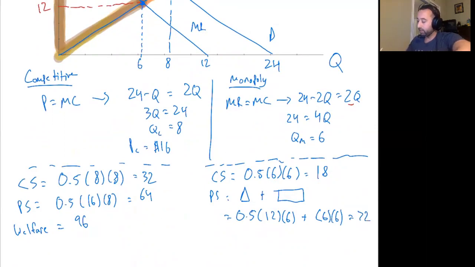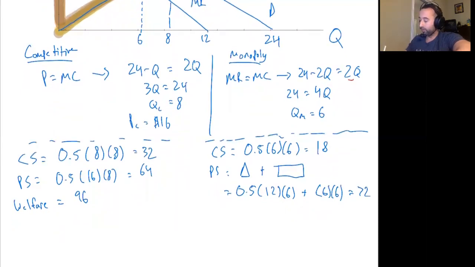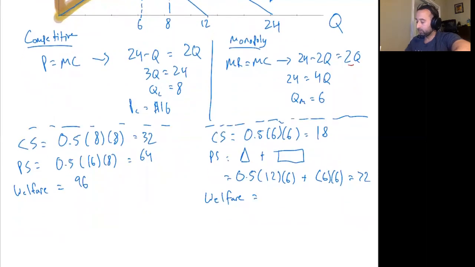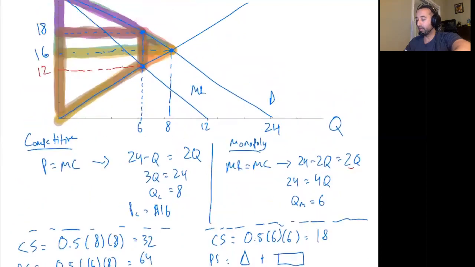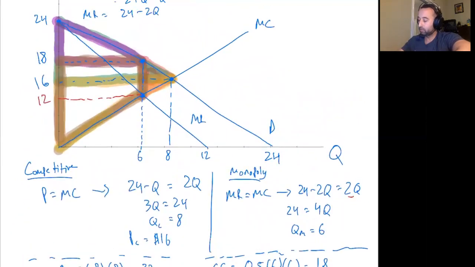You can see here that the producer surplus for a monopoly is higher than the producer surplus for the competitive market, and the consumer surplus for the monopoly is lower than the consumer surplus for the competitive market, which again should check out intuitively. And so what's the total welfare for a monopoly? It's just 72 plus 18, which is equal to 90. So you can see the total welfare for a monopoly is lower than the total welfare for a competitive market. And the difference between those two welfare numbers is exactly the deadweight loss that we graphed here originally in the red shading. The difference in welfare is this exact red shading.